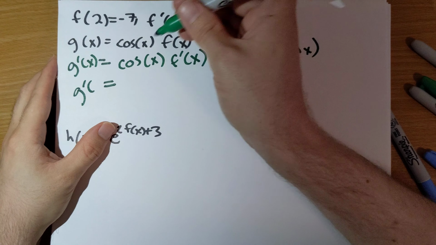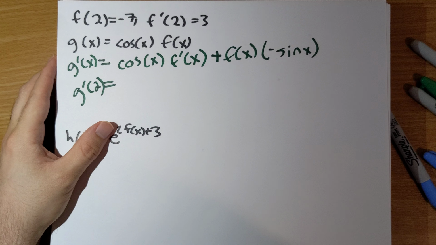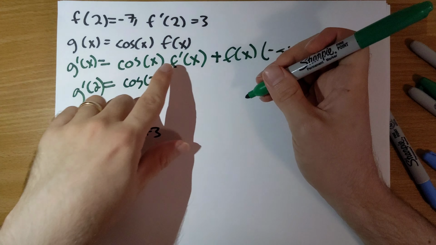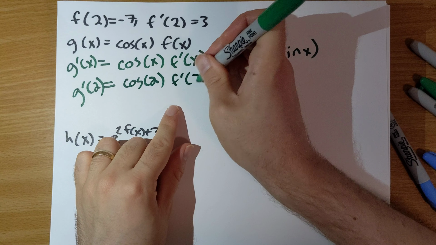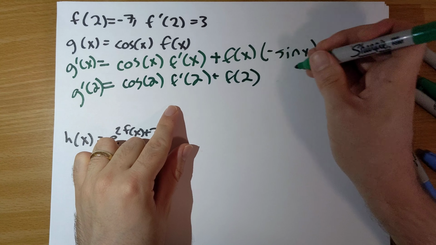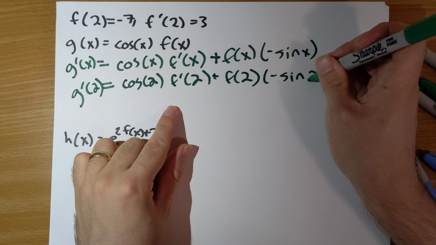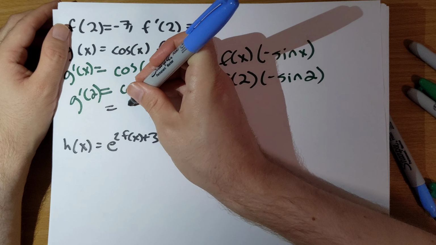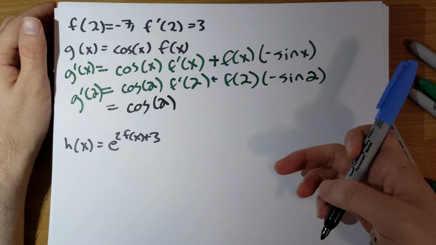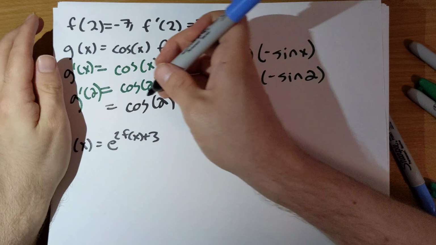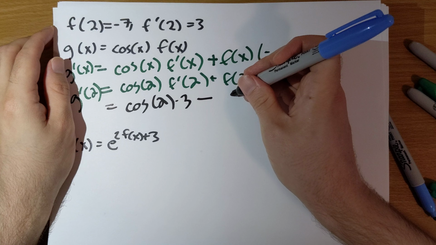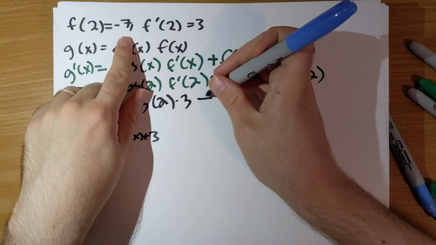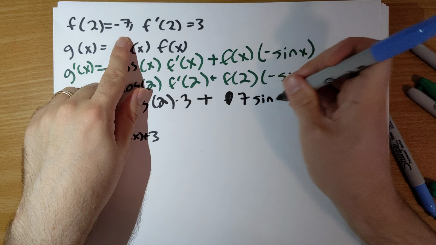Okay, so g prime of 2, and that's what we are being asked for here, is cosine of 2 times f prime of 2 plus f of 2 times negative sine of 2. And then we can just go ahead and use the things that we were given up here. And we can't do anything with a cosine 2 and sine of 2. But we can say f prime of 2 is 3. And f of 2 is negative 7 times negative sine 2, would be 7 times sine 2.